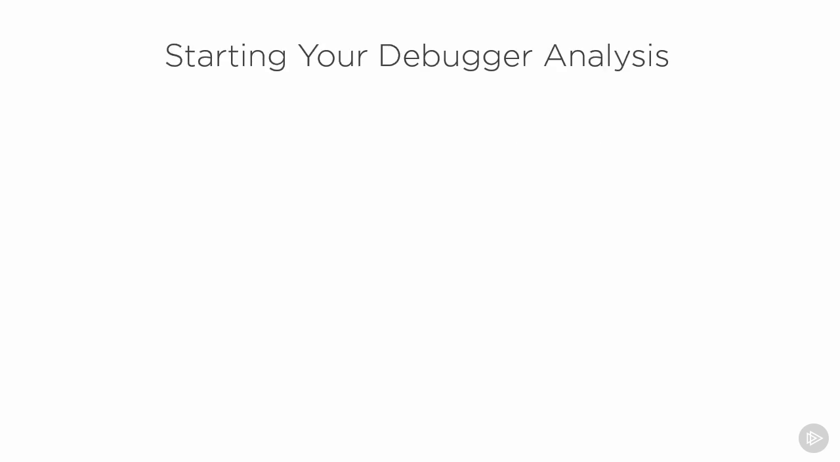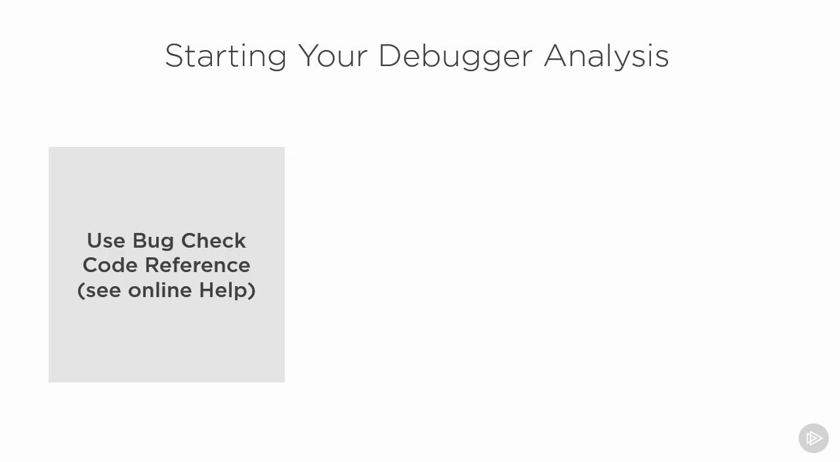So to start out your analysis, there's several things you want to do. As I've already mentioned, you want to always leverage that bug check code reference in your online help. That will help you to look up the particular type of bug check or stop code you're experiencing and see what the different arguments may mean, and also what is your course of action, whether you should back off the device driver, upgrade some firmware. The online help is very helpful, so I always recommend you utilize that.